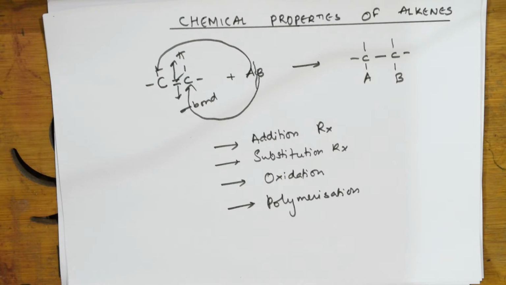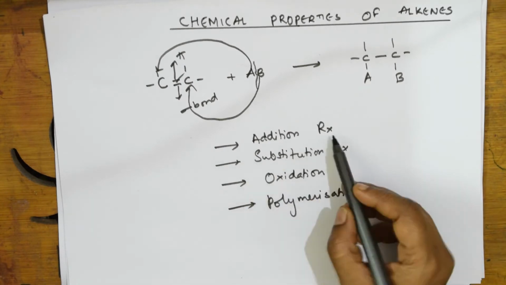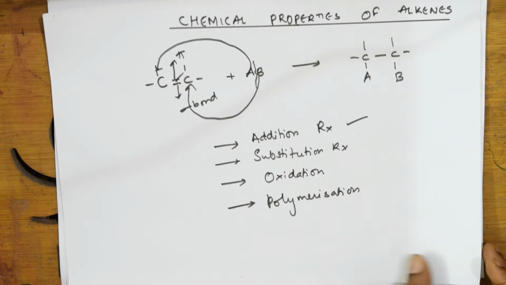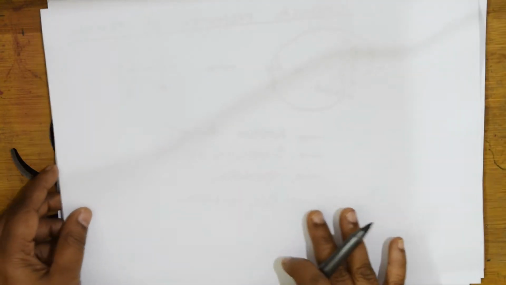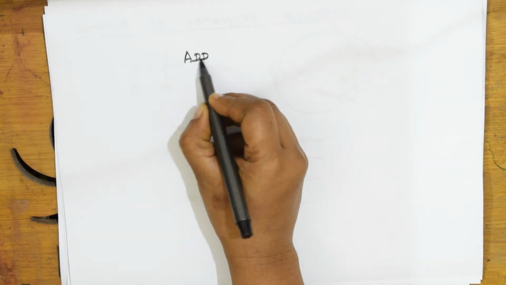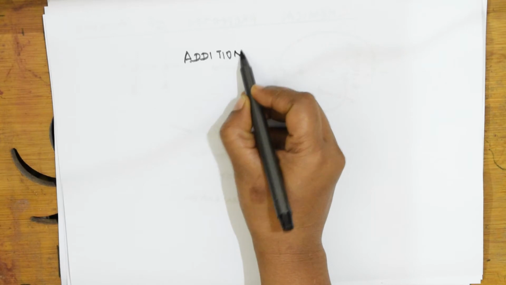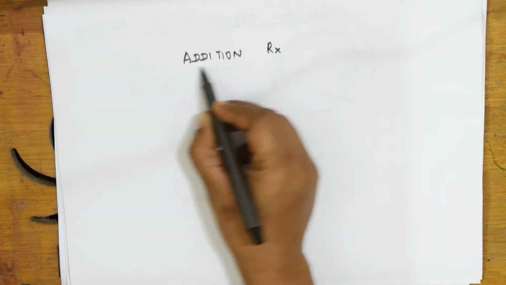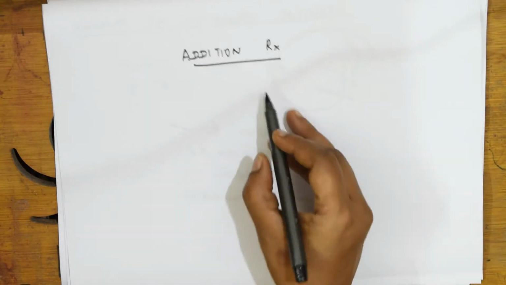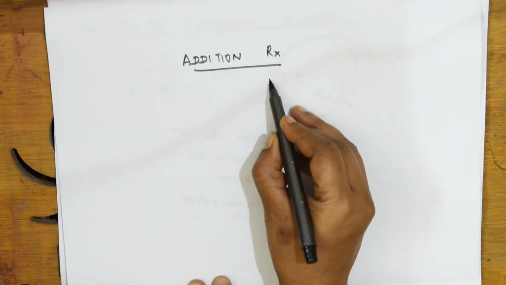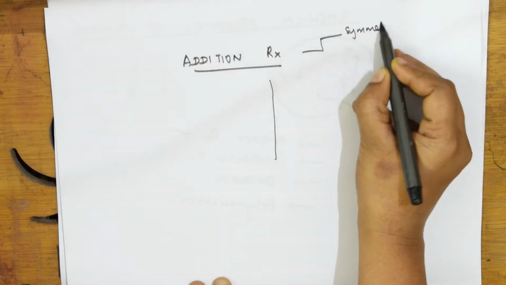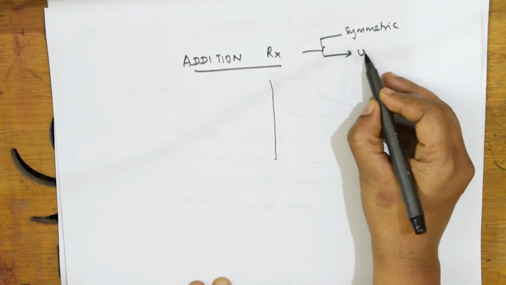Okay, let us not waste time. Let us go further to the reactions. I'll be starting with the first type of reaction, addition reactions. What type of addition reaction does an alkene undergo? Here I'll be teaching addition reactions for both types of alkenes. That means I'll pick both a symmetrical alkene and an unsymmetrical alkene.